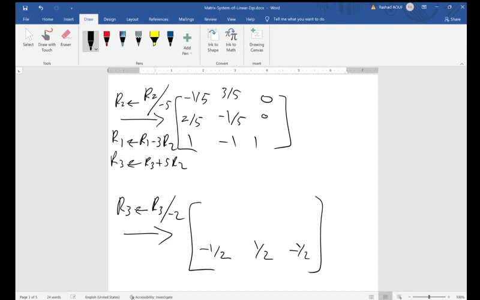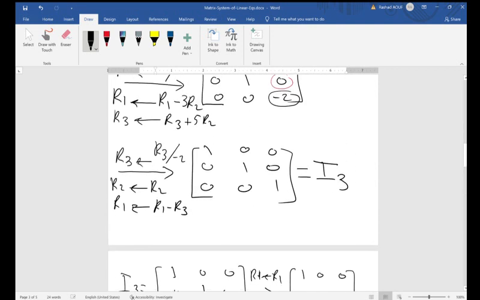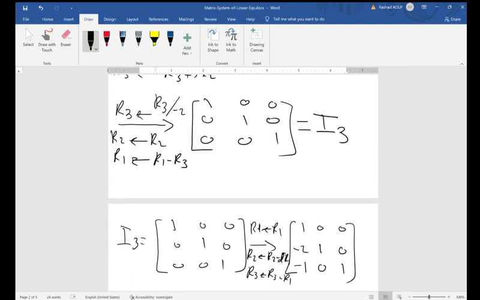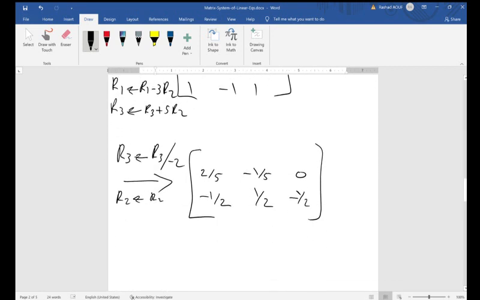Row 2 stays as it is: 2 over 5, minus 1 over 5 and 0. Except row 1. Row 1 is row 1 minus row 3. New row 1 is old row 1 minus row 3, which should be equal to 3 over 10, 1 over 10 and 1 over 2.